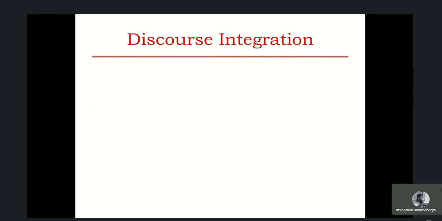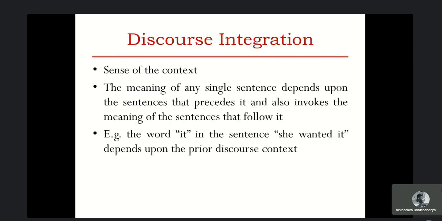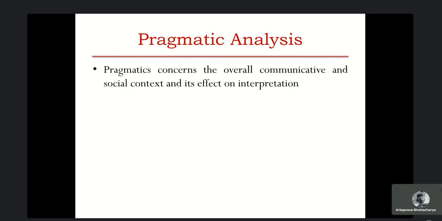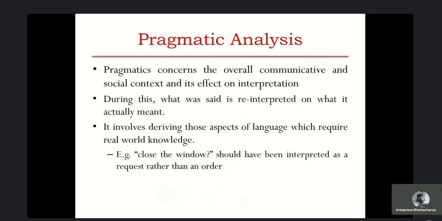Next, you have the discourse integration. This is the fourth phase of natural language processing. In this step, the meaning of any sentence depends upon the meaning of the previous sentence, because this is where you look into the pronouns and proper nouns. Next one is the pragmatic analysis. This is the fifth phase of NLP.